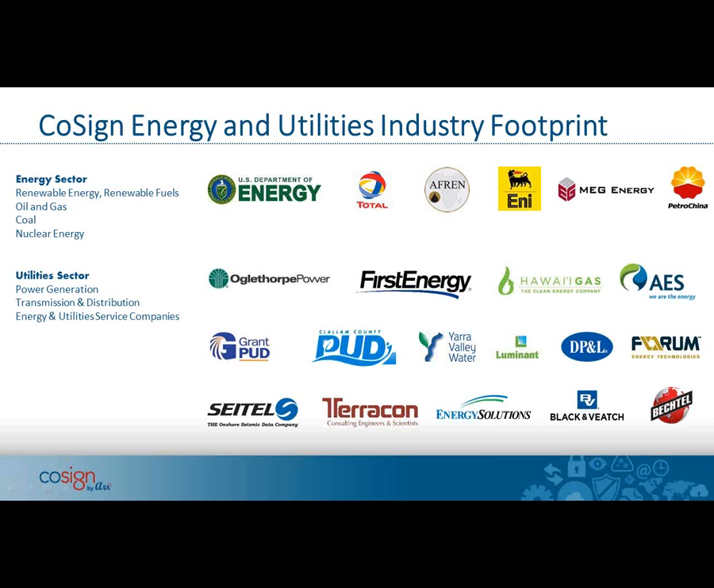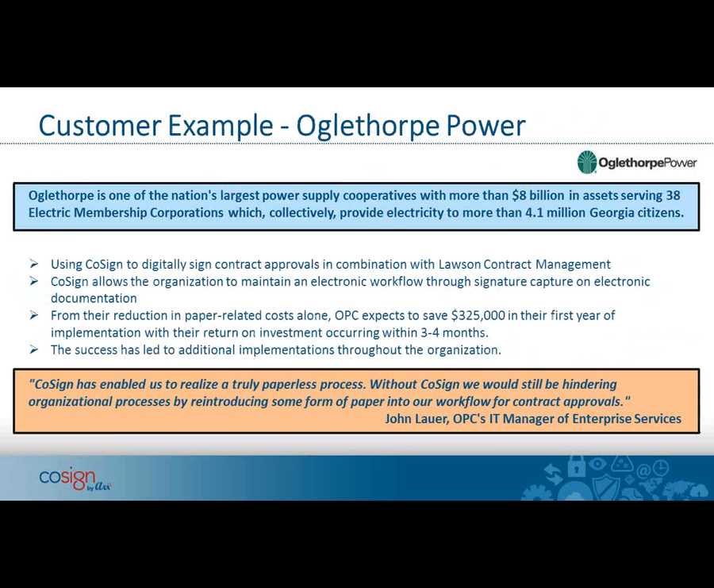To wrap things up here, I wanted to give you a true use case from one of our customers. In this case, it's Oglethorpe Power. They're one of the nation's largest power supply cooperatives with over $8 billion in assets, serving over 4 million customers in the state of Georgia. Now, they were looking to use Cosign to sign contract approvals with their loss and contract management systems. So I think there was a question earlier on loss, and here's a good example of that. Again, they had a paper-based process, and they were looking to go digital.